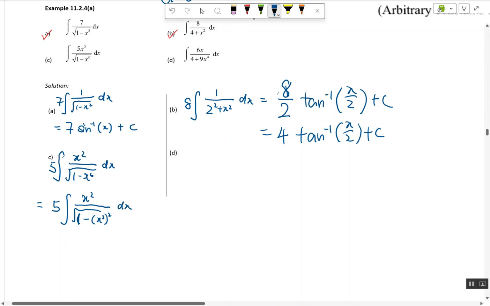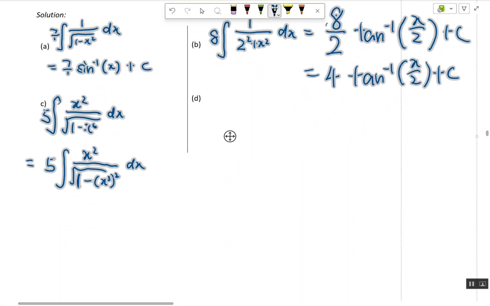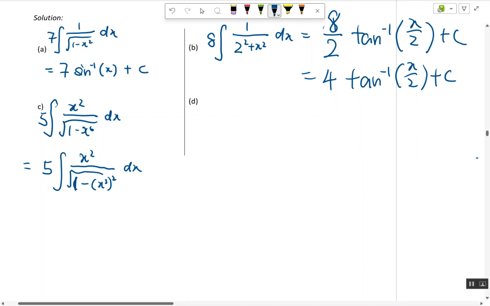Now the first thing that comes to your mind is, I differentiate what I can get this. I know that in order to get 1 over the square root of 1 minus something squared, I must be talking about sine inverse. So you must write down here, sine inverse. The angle is x cubed. Okay, what am I going to get? 1 over the square root of 1 minus x cubed to the power of 2. Remember to differentiate the angle. That's where the 3x squared comes in.